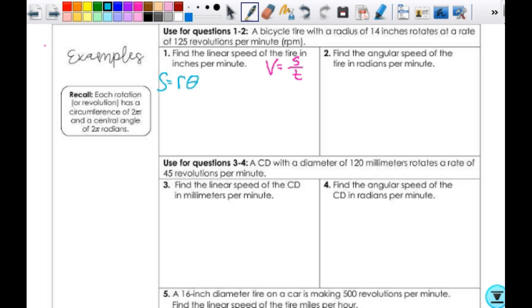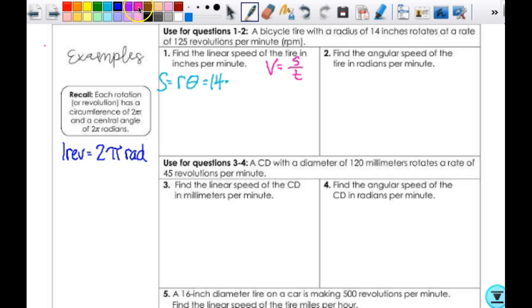So do we know the radius here? Yes, 14 inches. Okay, so now your theta. Do we know that? No, but it gives us 125 revolutions per minute, right? So 1 revolution is how many radians? 2 pi. So 1 revolution is equal to 2 pi radians. Does that make sense to you? 1 time around, that's my angle measure.